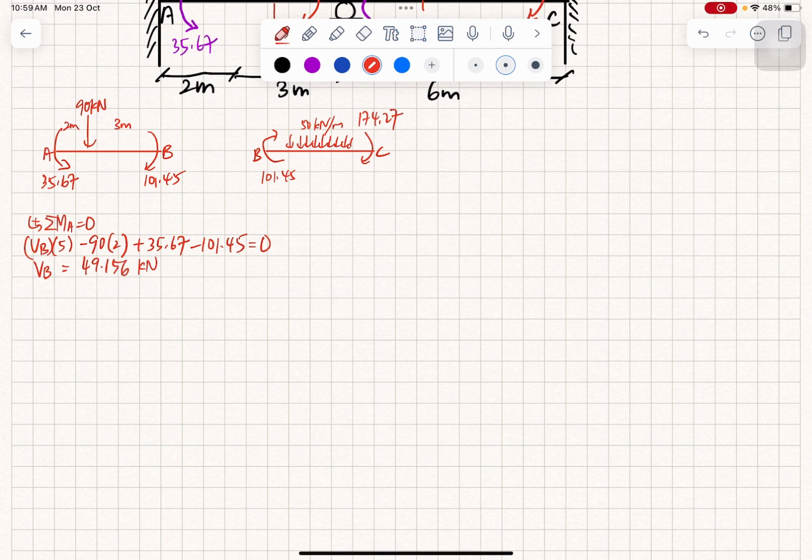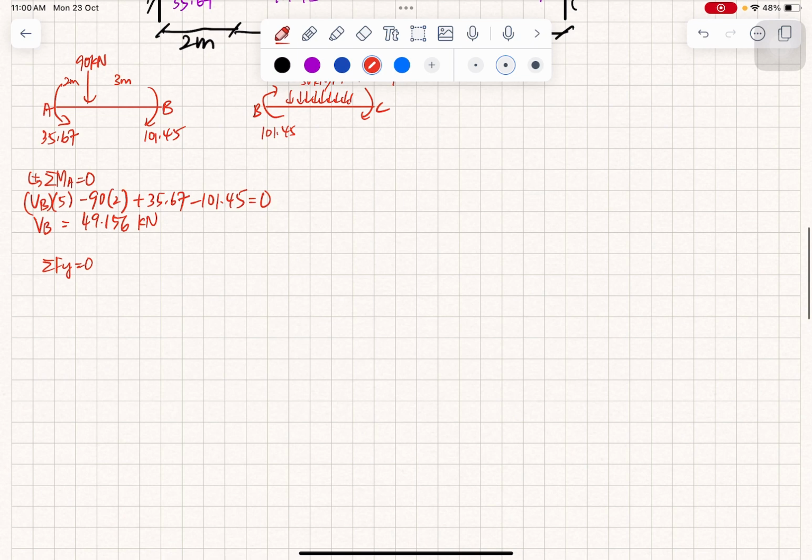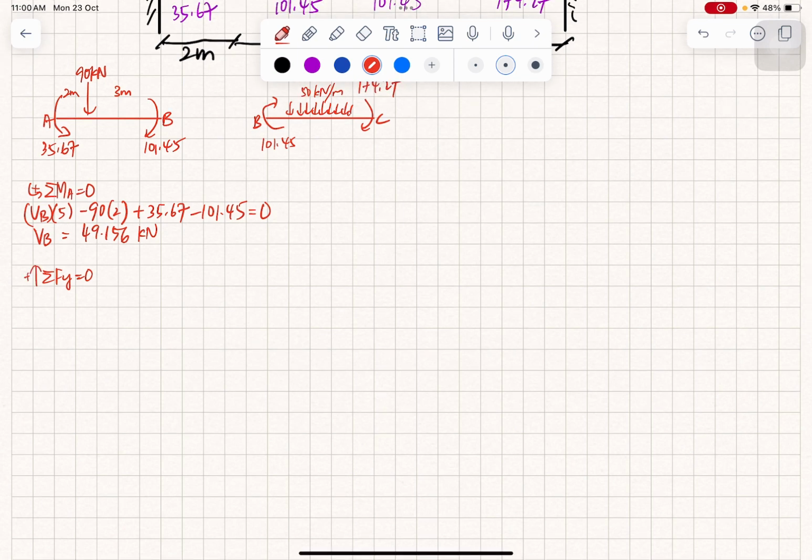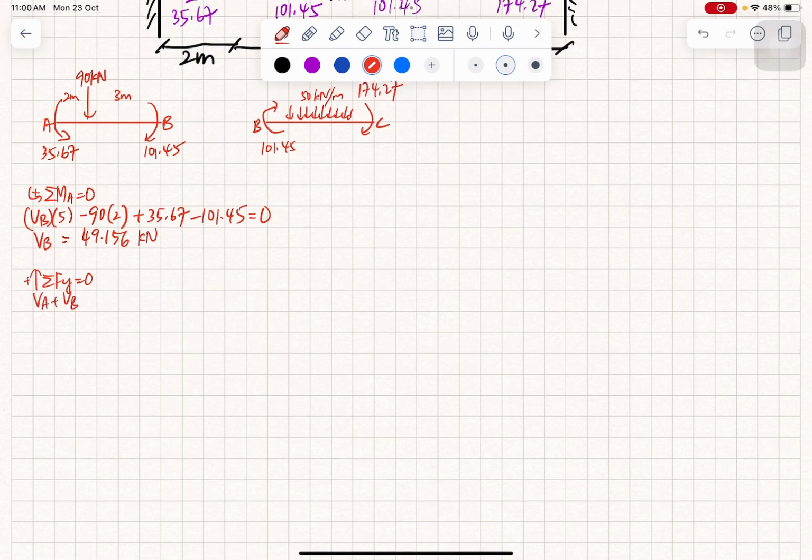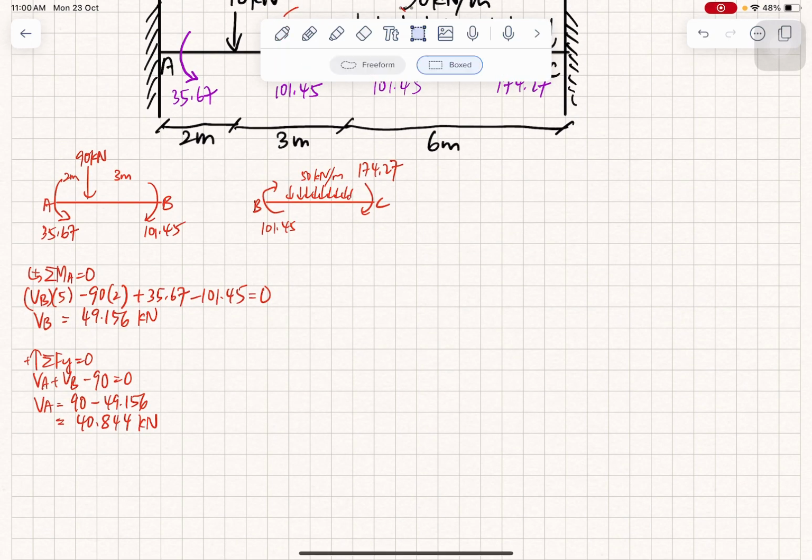Is it okay? You can check whether the answer is the same as yours. So to find VA, we use the equilibrium of force in the y direction, assuming this is going upwards. So VA plus VB minus 90 equals 0. So VA will be 90 minus 49.156. You will get 40.844 kilonewtons.